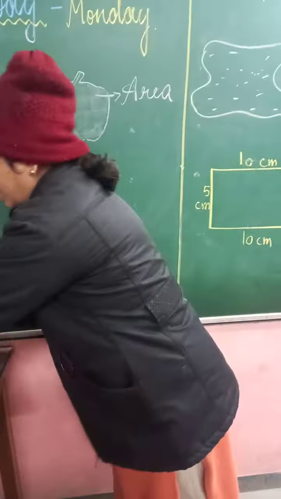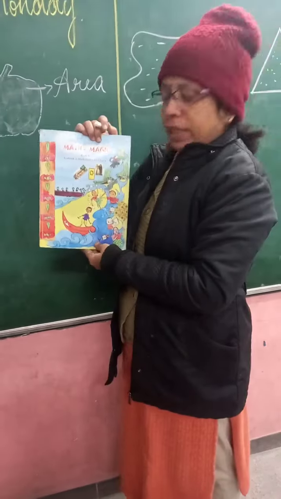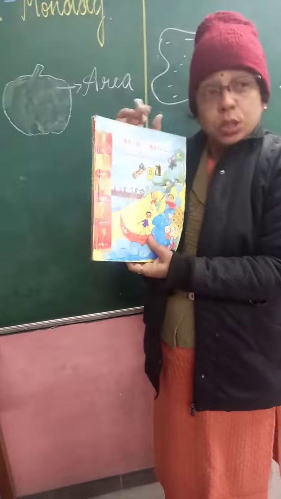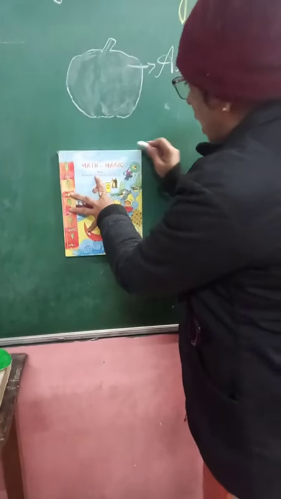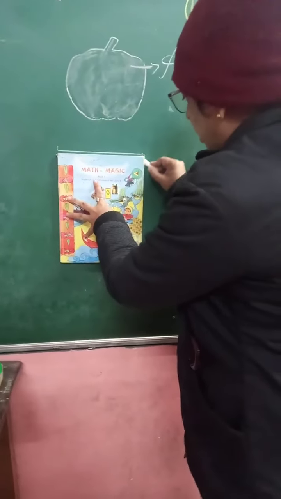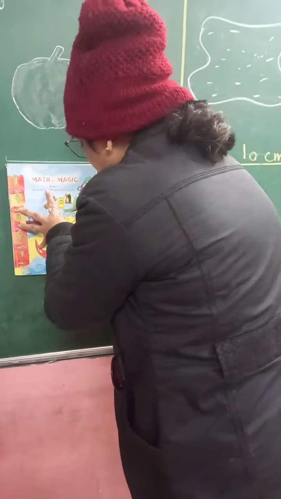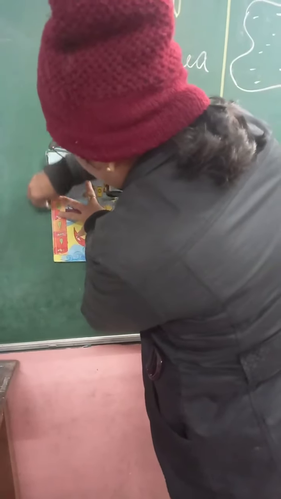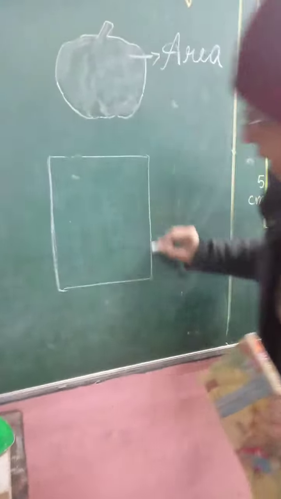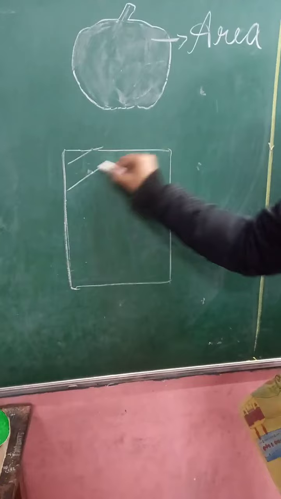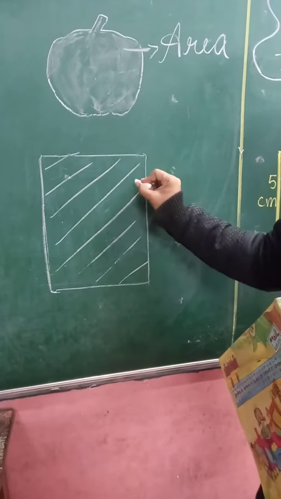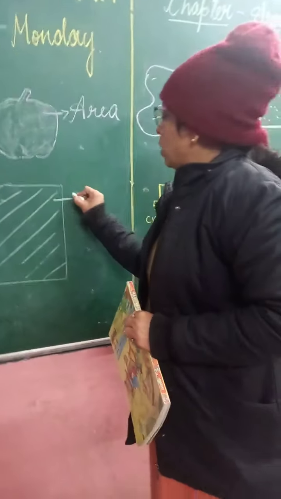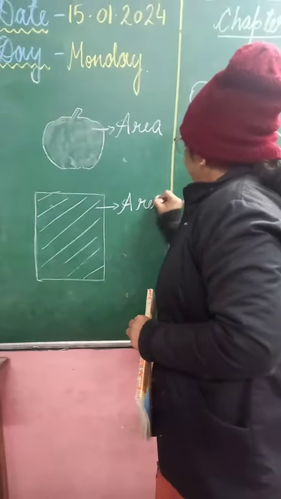In the same way, children, as you must be knowing, this is your maths book. So, if I keep the book like this and draw its boundaries, like this is its breadth, then length, then breadth, and then again length. Now, after removing, you can see that this is the amount of space which is covered by the book. So, this space which is covered by the book is called area.